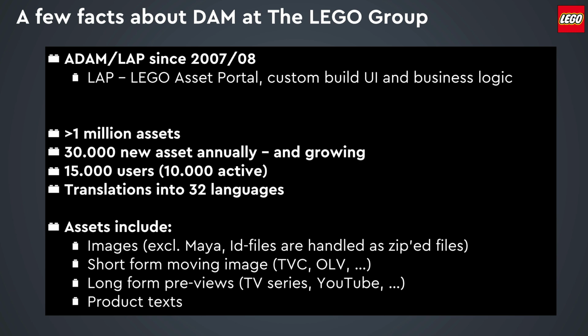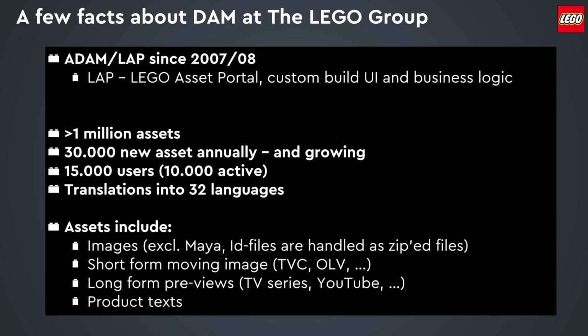Today we hold a bit more than 1 million assets, so it's not huge. I think there are probably people in the room who have a lot larger setups, but still quite significant. We produce about 30,000 assets a year, a number which is growing. So next year we'll produce significantly more. I'll touch upon why that is.